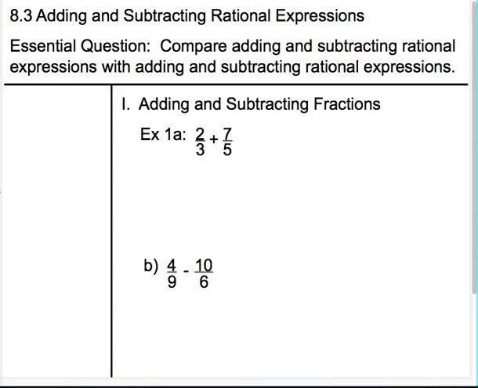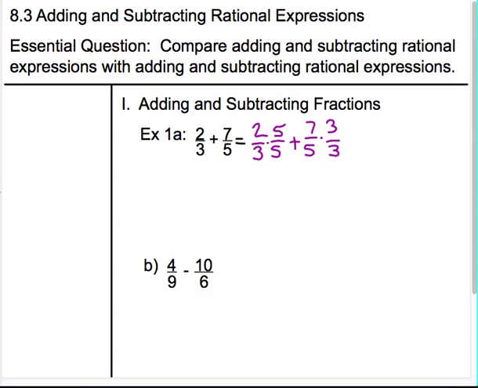Start with a couple of adding and subtracting fractions to get you in that mindset for what we're about to do. So in our first example, our fractions do not have a common denominator. So what we need to do is remember to multiply by that special form of 1, which is the opposite denominator in both cases. Remember, 5 over 5 is 1, 3 over 3 is 1. It doesn't change what you started with.